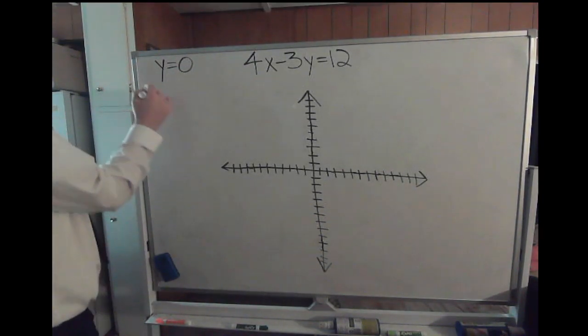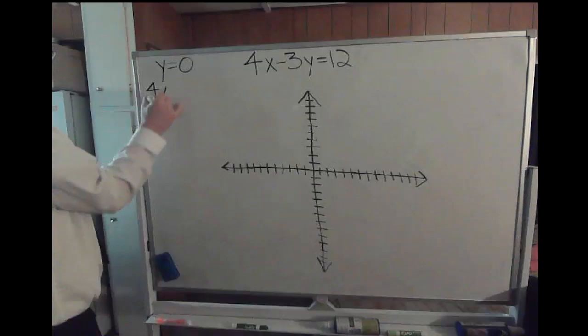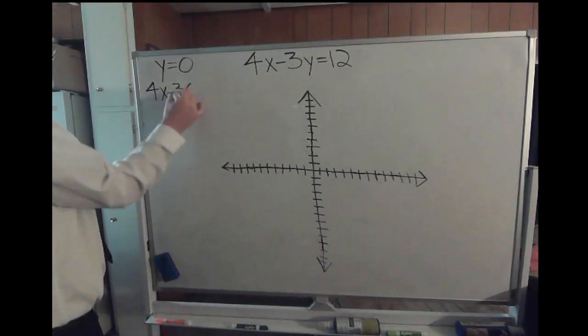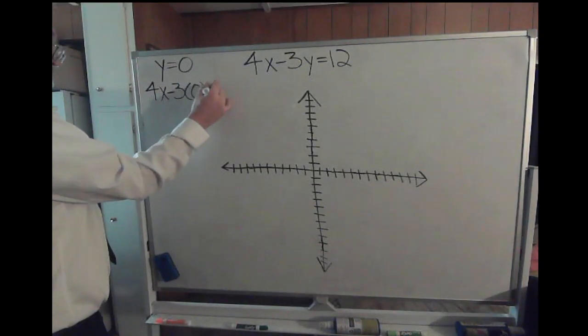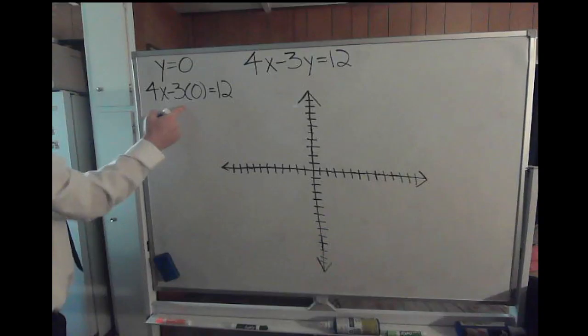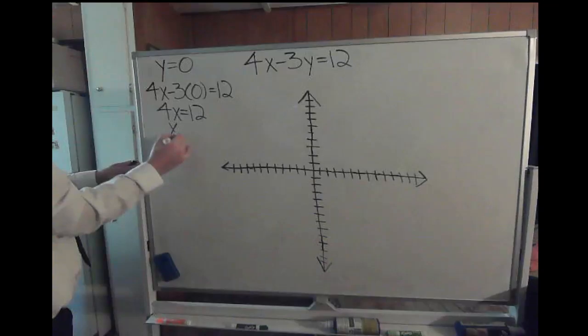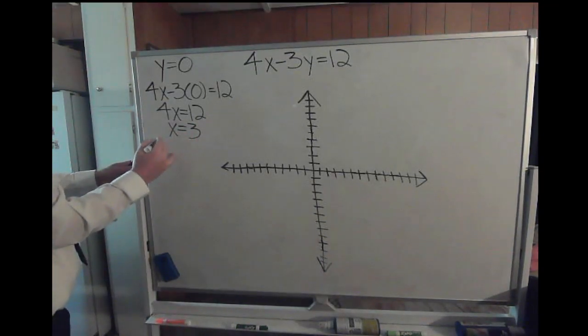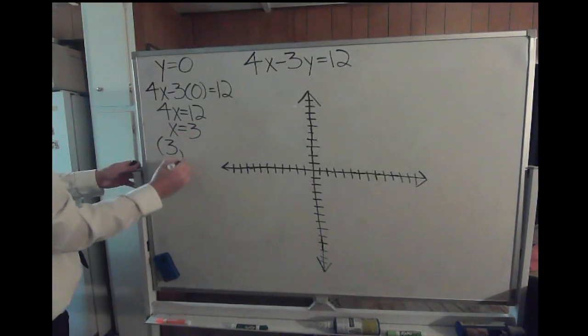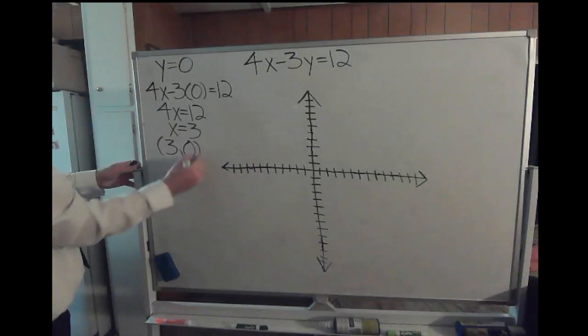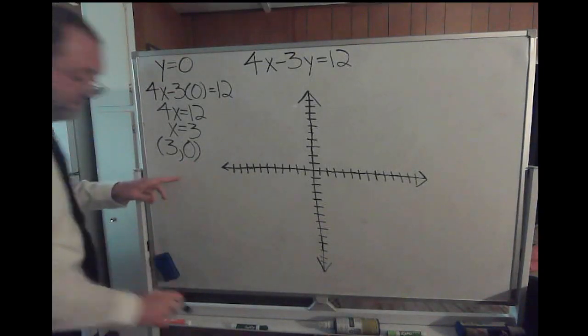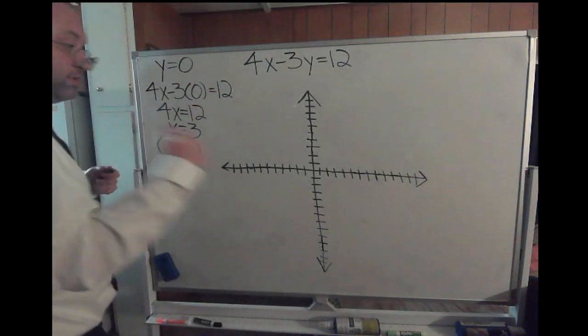You'll put that into your equation here. So you have 4x minus 3 times 0 equals 12. Well, 3 times 0 is 0. You'll just have 4x equal to 12, which means x equals 3. So you get the ordered pair 3, 0. So you have 3, 0 for your ordered pair. So let's go ahead and plot that.